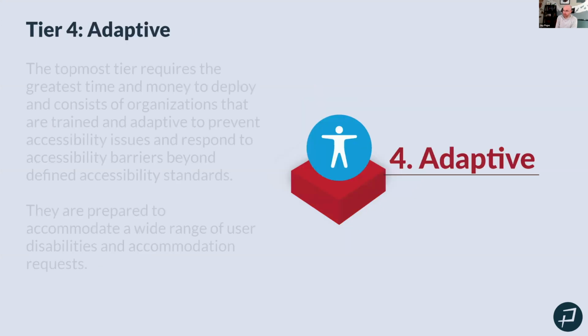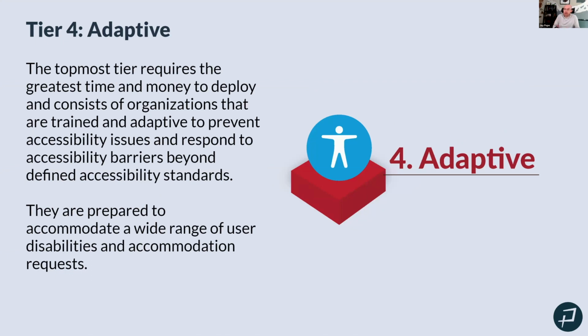Tier 4 is adaptive. This is the topmost tier, and this does require the most time and money or resources. And it consists of organizations that are trained and adaptive to prevent accessibility issues and respond to barriers even beyond accessibility standards. So you're prepared to accommodate a wide range of user disabilities and accommodation requests. So for example, when WCAG 2.2 came out, and it's talking about CAPTCHA or different things like that, these orgs have already considered those, even though there wasn't a WCAG standard for some of it, because they're thinking about accessibility and they're trying to prevent issues.